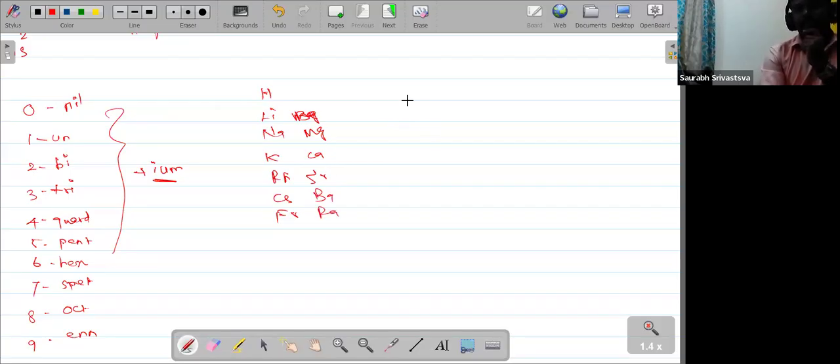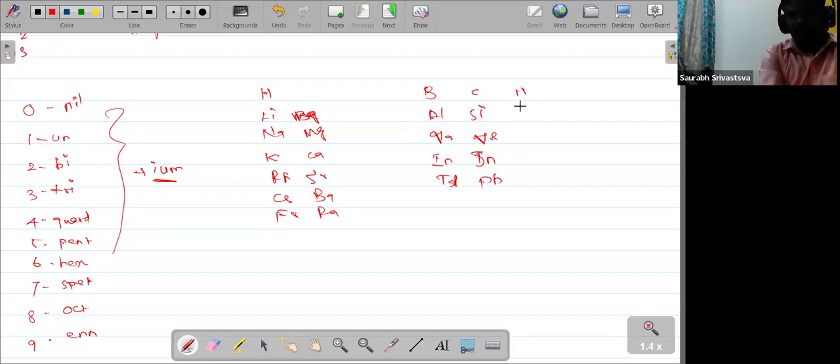This is the second group. Next, the boron family: boron, next aluminum, gallium, indium, and thallium, Tl. Next, carbon, silicon, germanium, tin, and lead. Next one, nitrogen, phosphorus, arsenic, Sb antimony, bismuth. Next, oxygen, sulfur, selenium, tellurium, and polonium.